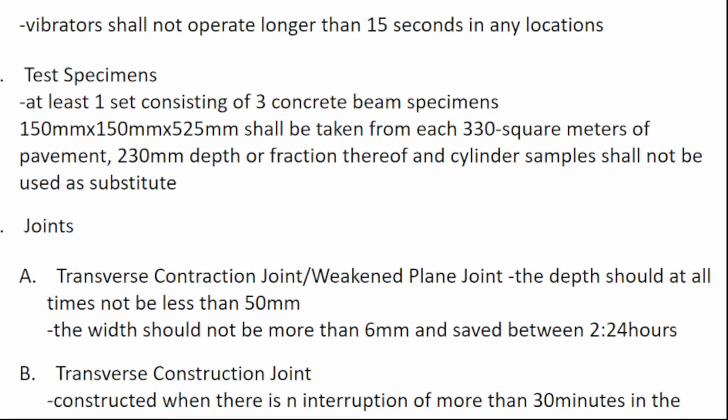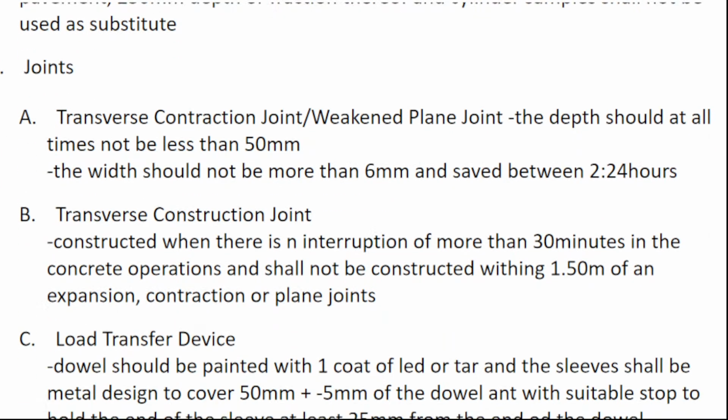Joints. Okay, so transverse construction joint. Weakened plane joint. The depth should at all times not be less than 50 mm. The width should not be more than 6 mm. Say between 2 to 24 hours. Okay. Constructed when there is an interruption of more than 30 minutes in the concrete.